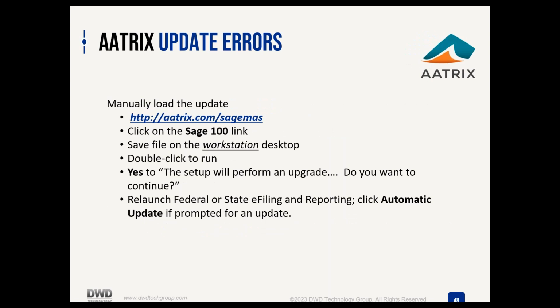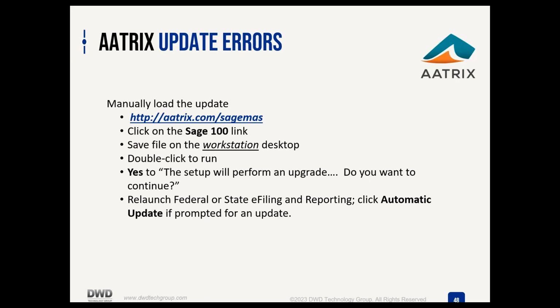And at atrix.com/sagemass, there is a spot where you can click on the link to download the updates, drop it onto your workstation's desktop, double click it to run, or better yet, right click and run as administrator. Go ahead and let that run. Follow all the bouncing prompts, and then try to relaunch your federal or state e-filing and reporting. If you get reprompted for the automatic update, make sure that you go ahead and click on the automatic update.